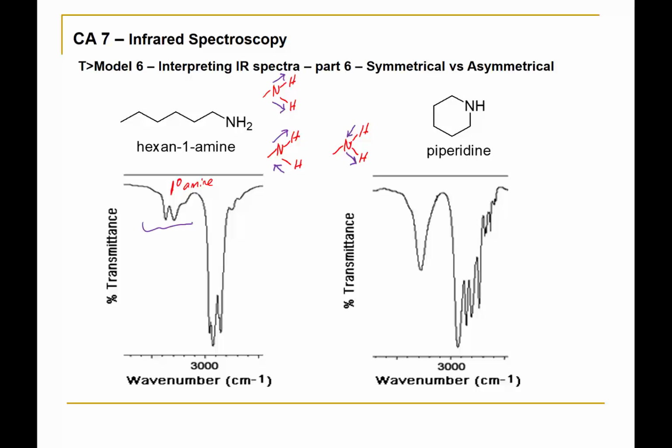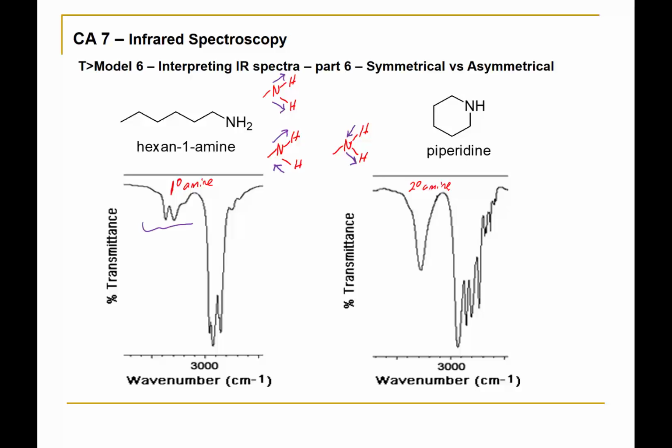For the piperidine, which relates to having a secondary amine, there'll be a single peak. Again, notice that this peak is not quite as broad, it's not quite as deep as a typical peak for an oxygen-hydrogen in an alcohol, and definitely not the same kind of peak as the OH group in a carboxylic acid. And this is characteristic of a secondary amine.